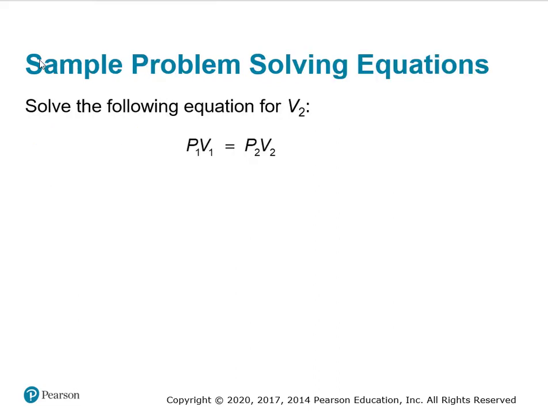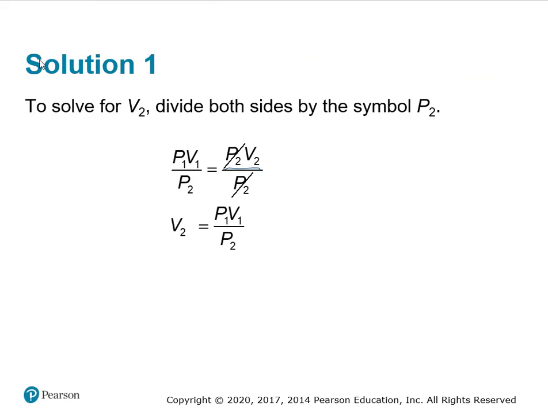Let's solve for V2 in this equation here. I want to solve for V2, so I've got to get rid of P2. So let's divide both sides by P2 to get rid of that P2, leaving me with V2 is equal to P1 times V1 divided by P2.